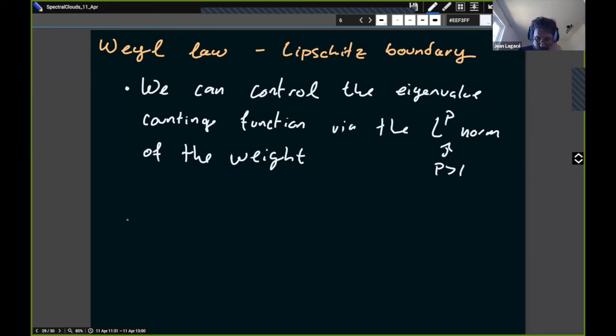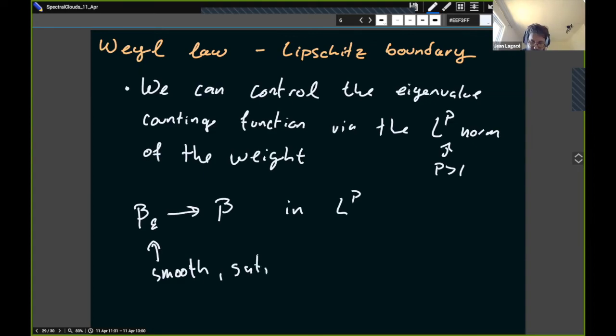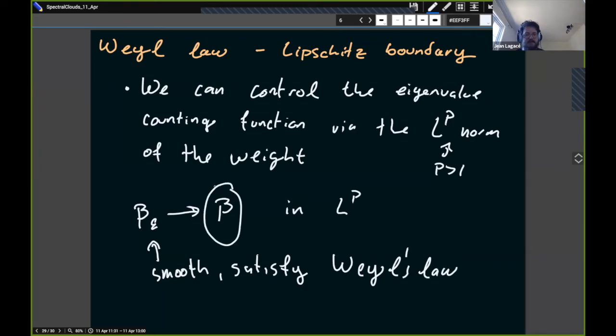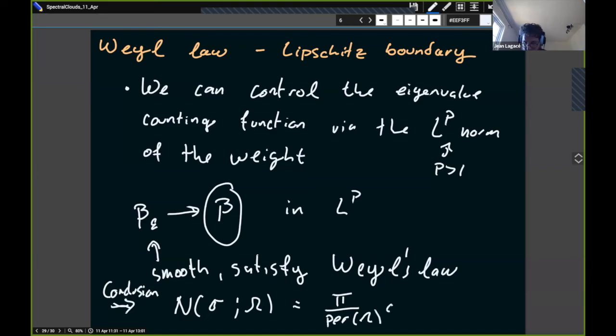So in the end, take beta epsilon converging to beta in LP. All of those are smooth and satisfy Weyl's law, and at the end, beta also satisfies a Weyl law. The conclusion is that the counting function for omega, with omega Lipschitz, will be pi over the perimeter of omega times sigma plus small o of sigma. Here we cannot really go any further down than that.